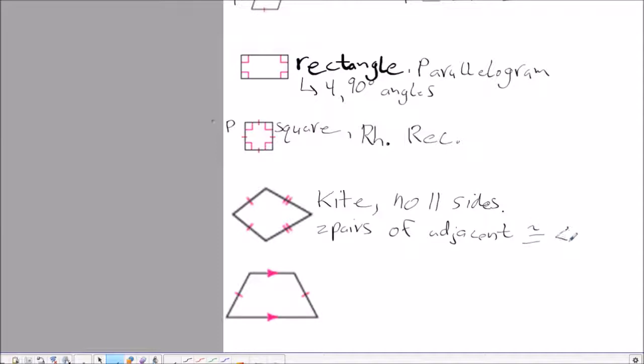Congruent angles. Okay, now remember, adjacent means next to. So see, this side and that side are next to each other. That's what we mean by adjacent. Opposite would be across from. Notice the opposite sides are not congruent.